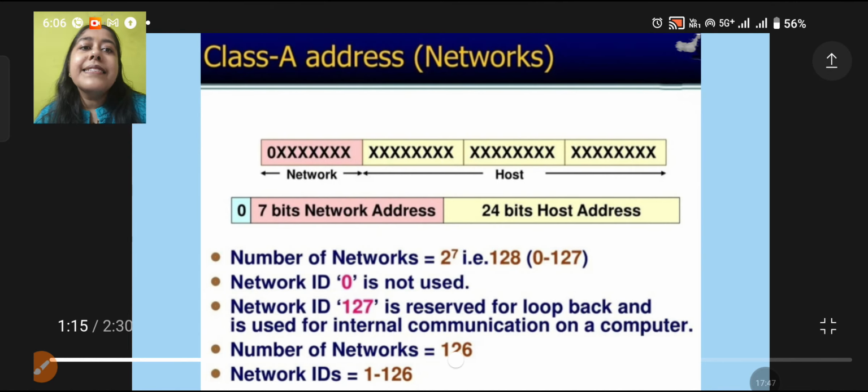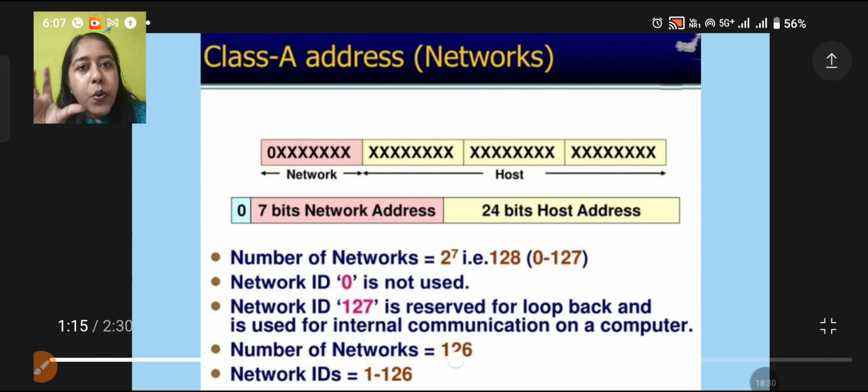Now first is our class A address, in which this part is the network and these are the host address, right? First of all, it starts with 0. Next, 7 bits are the network address and 24 bits are for your host address. So the number of networks equals 2 to the power of 7, that is 128, 0 to 127. Network ID 0 is not used. Network ID 127 is reserved for loopback and is used for internal communication on a computer. The number of networks is 126 and network IDs are from 1 to 126.